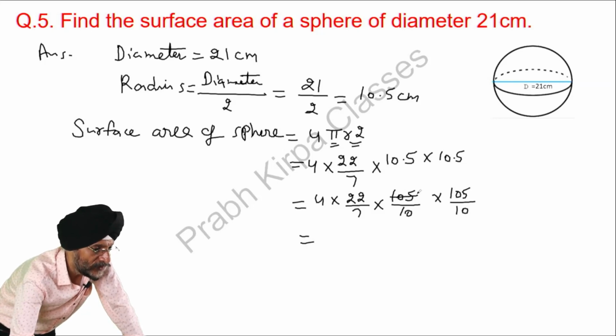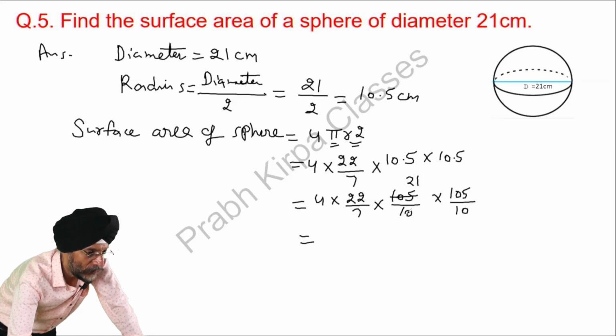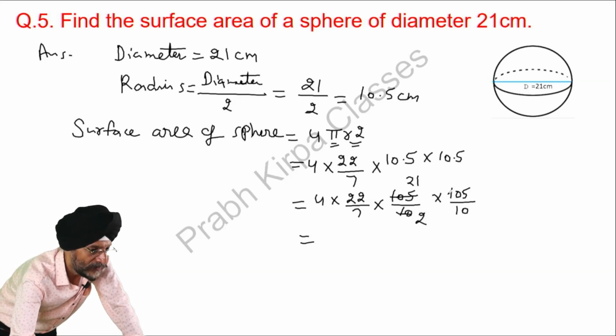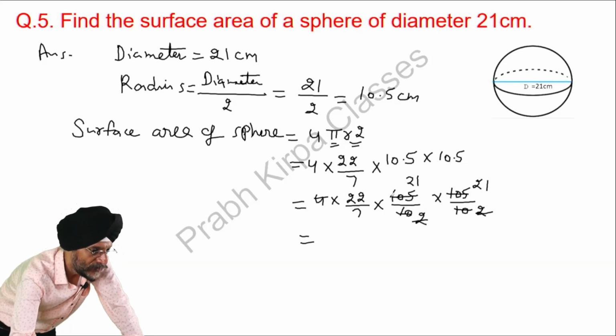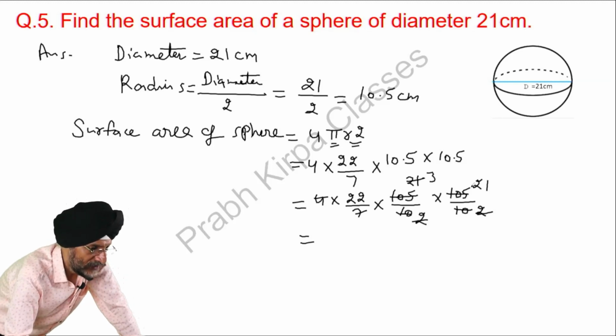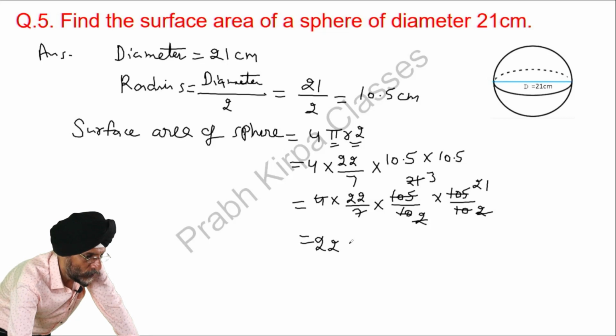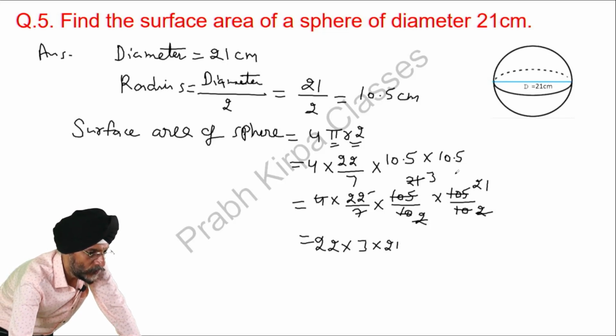Now we will divide each item which is above or below by 5. Now 2, 2, 4, we will cut here 4. We will use this 7 to divide 21. Now what is left is 22 into 3 into 21. This is 22, this is 3, this is 21. We will multiply it.